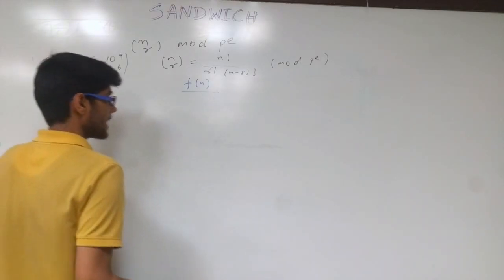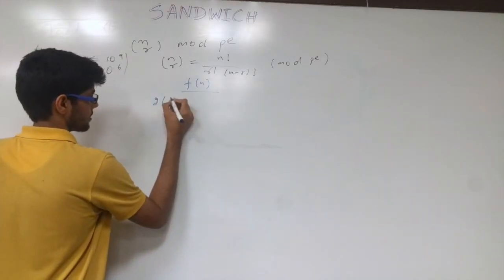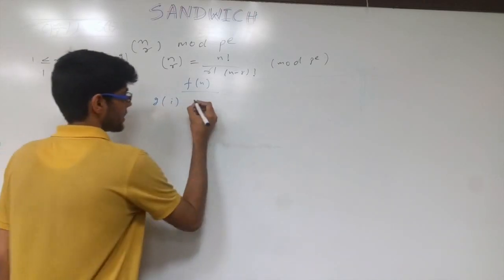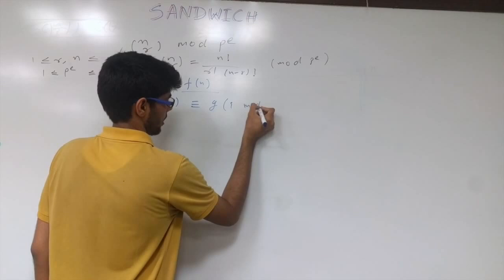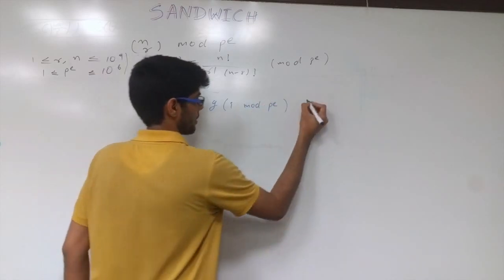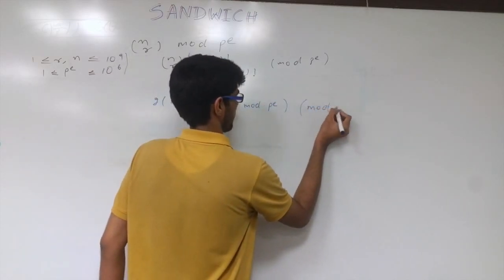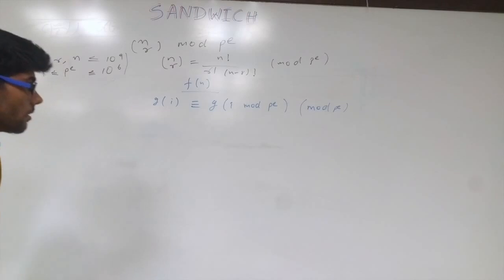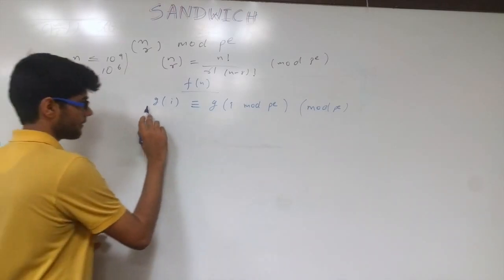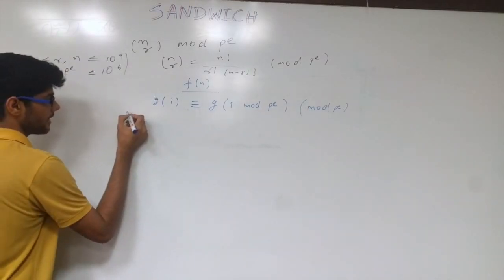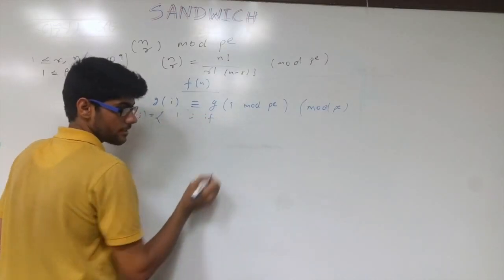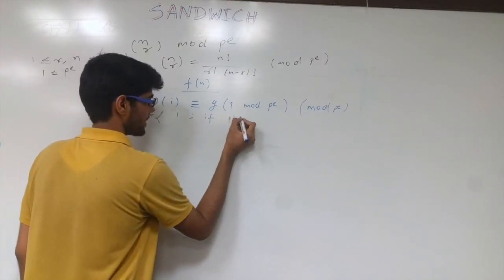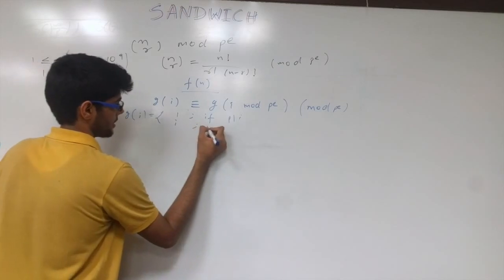I claim that g of I is the same as g of I modulo p to the power I. Remember the definition of g: g of I is equal to 1 if p divides I, and I otherwise.